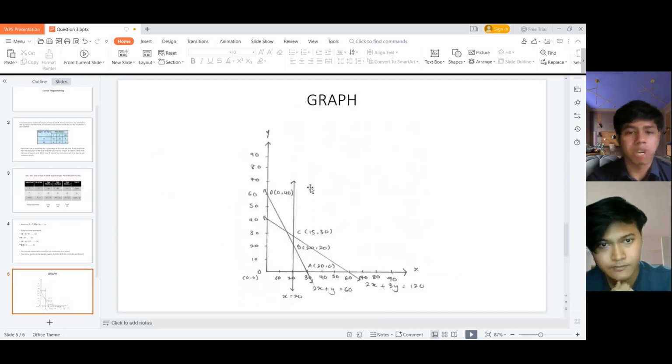So as you can see from the graph, for the first graph, you can see A (20, 0). This is the start of the graph. Then B (20, 20), C (15, 30), D is (0, 40). So we start from 0, this one is O (0, 0), A, B, C, and D. So it will make a region here like this.